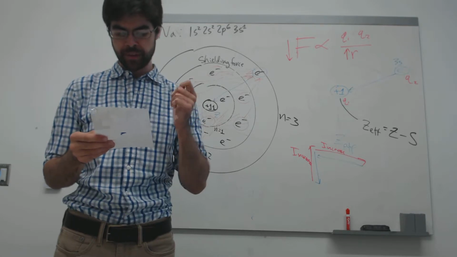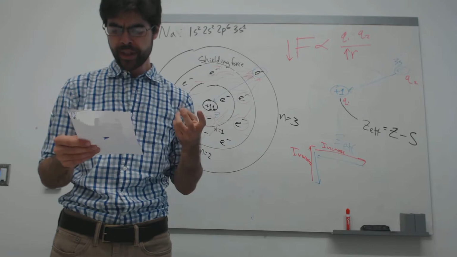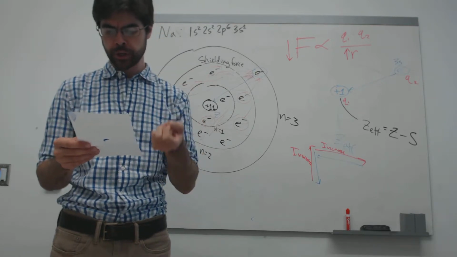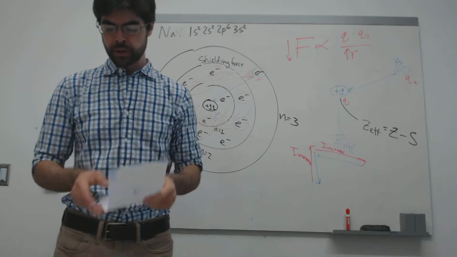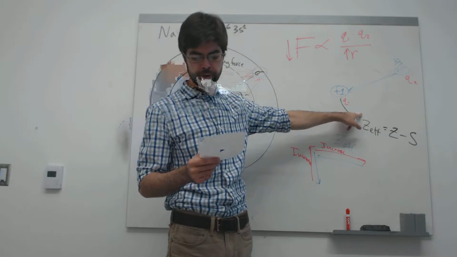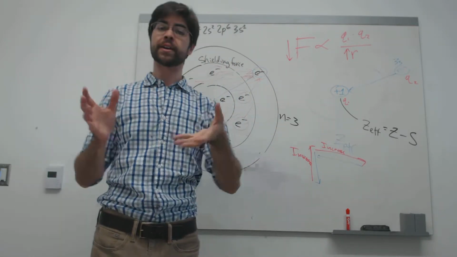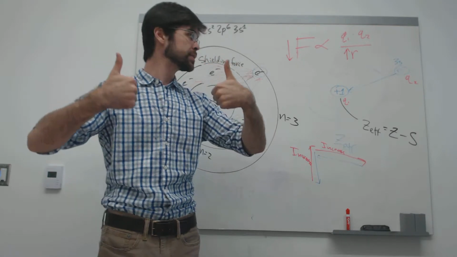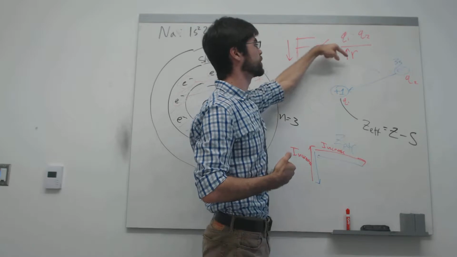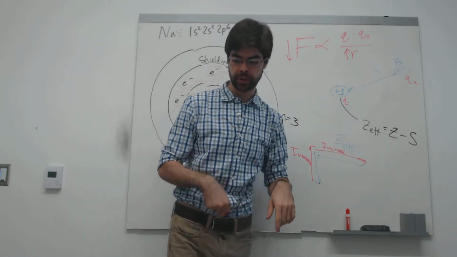If Z effective is greater, wouldn't that mean that electrons are closer to the nucleus? So if Z effective increases, does that mean electrons get closer to the nucleus? Yes, short answer. As the effective nuclear charge increases, the magnitude of this force increases. So as the force increases, the radius tends to diminish. They tend to get pulled closer to the nucleus.